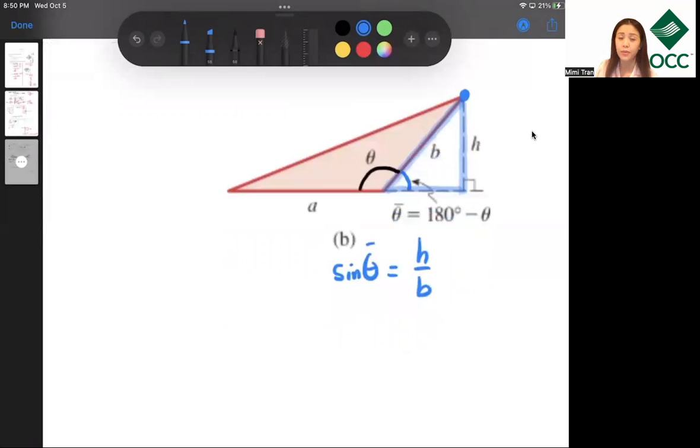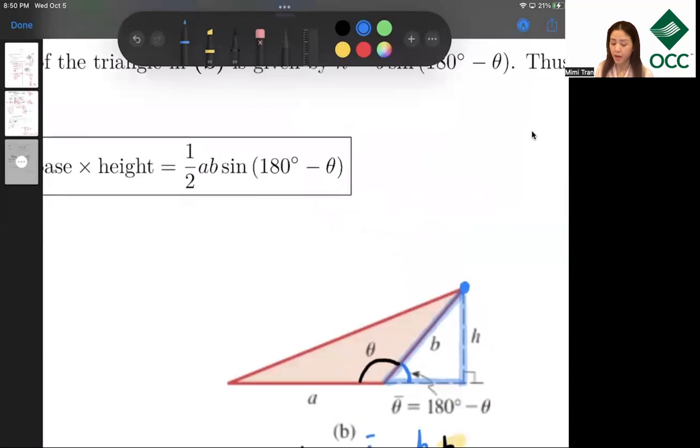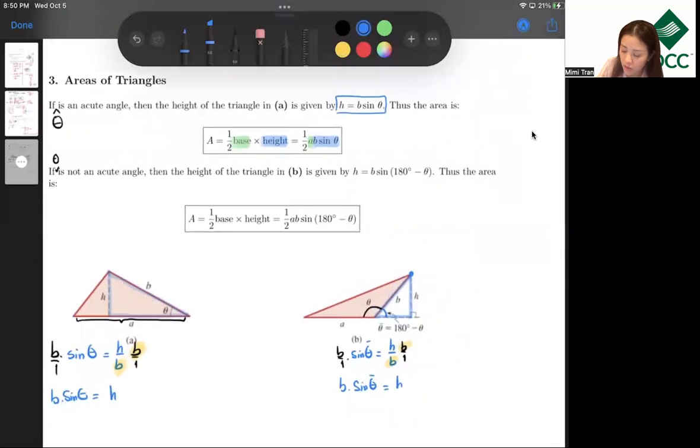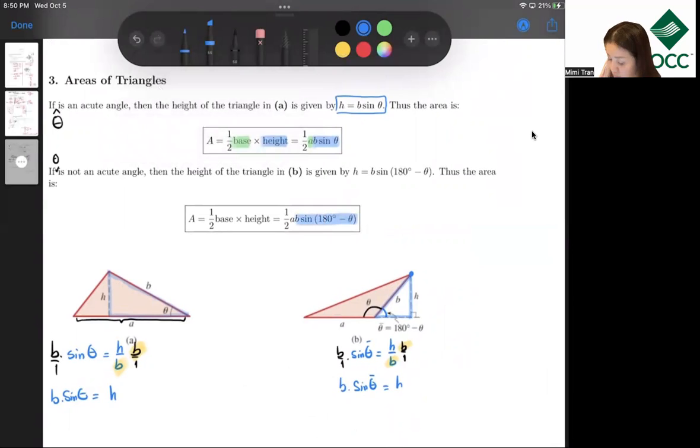You want to solve for h, so you multiply both sides by b over 1. This cancels, so I have b times sine theta bar, where theta bar is 180 minus theta, equal to h. And that will be your height. So as you can see here, the height is b times sine of theta bar, which is 180 minus theta, and then the base is still a.